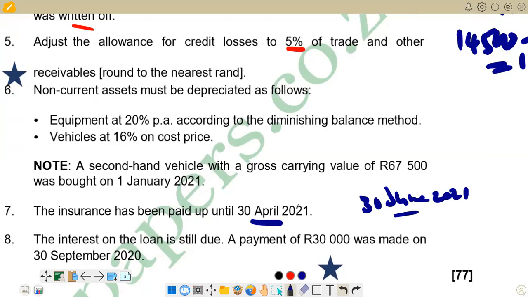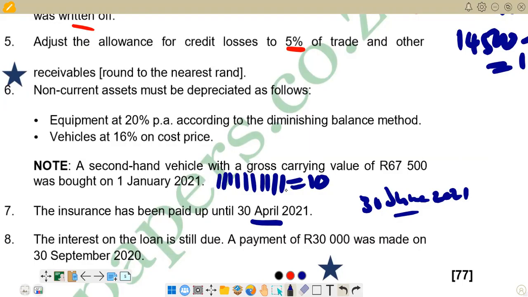So we want to count the months that it was paid. It was paid from 1 July 2020 to 30 April 2021. How many months do we have there? We can count: July, August, September, October, November, December, January, February, March, April. So we have 1, 2, 3, 4, 5, 6, 7, 8, 9, 10. So it was paid for 10 months, and the figure that we have there in the nominal section is for 10 months.